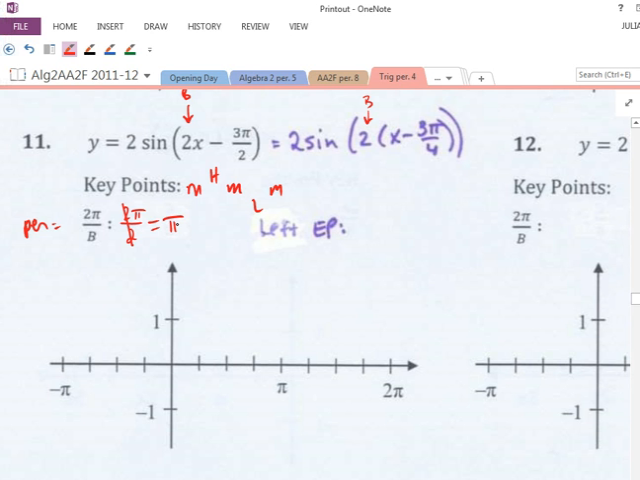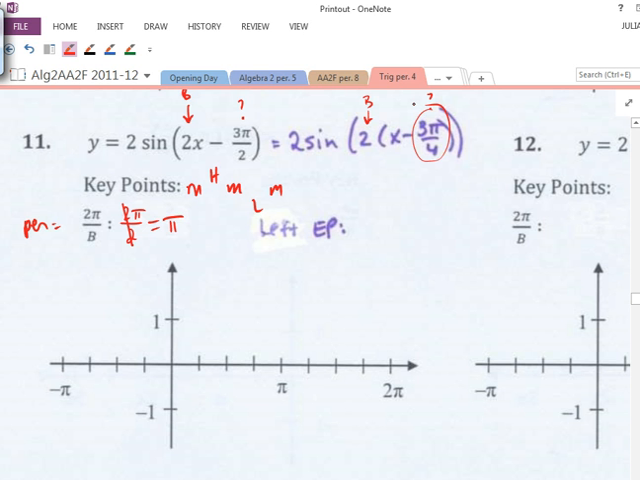Here's a question. What the heck is your left endpoint? We have two candidates for left endpoint. Do you see what I'm talking about? Is it this one or is it this one? Do you see those two equations there? It's this guy right there. Okay? Can you explain why?